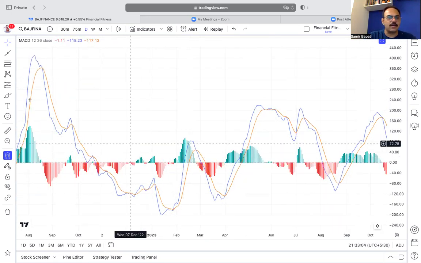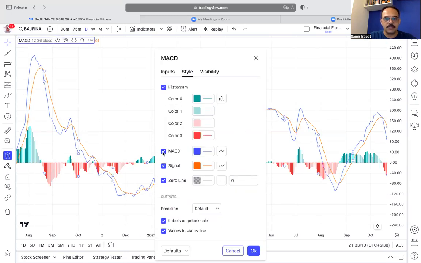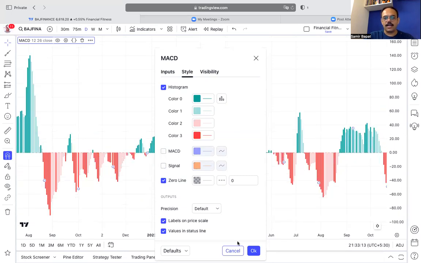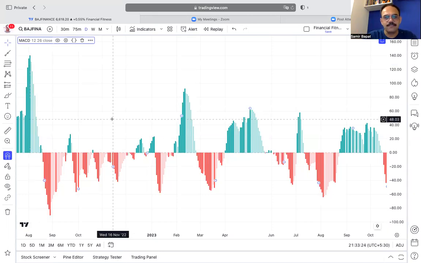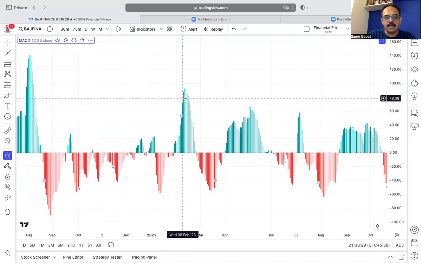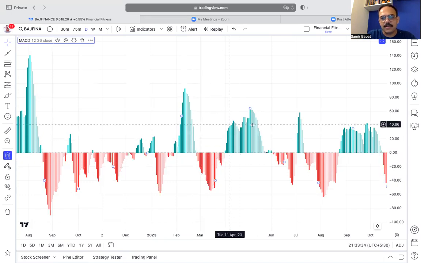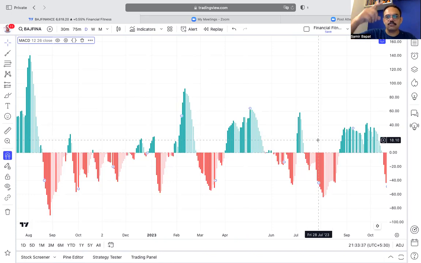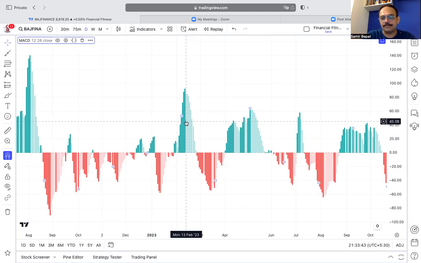Now, let's break it down into small parts. What I have done is I have removed the lines. Now again, MACD takes 12 days and 26 days of price action. You are able to see these bars, green bars, then red bars, then green bars, red bars, green bar, red bar. So these are the histograms. This is called the MACD histogram.